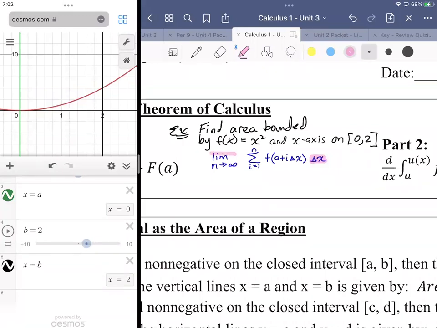So n represents the number of rectangles. If that goes to infinity, then these two concepts really merge to give us a dx.